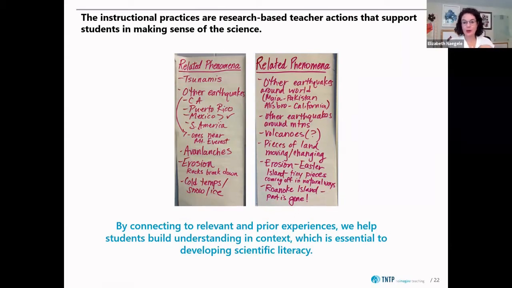When teachers intentionally connect to relevant and prior experiences, they help students to understand the content, the knowledge and context, and then internalize the interconnectedness of what they experience in their world, which is essential if we're talking about developing scientific literacy.